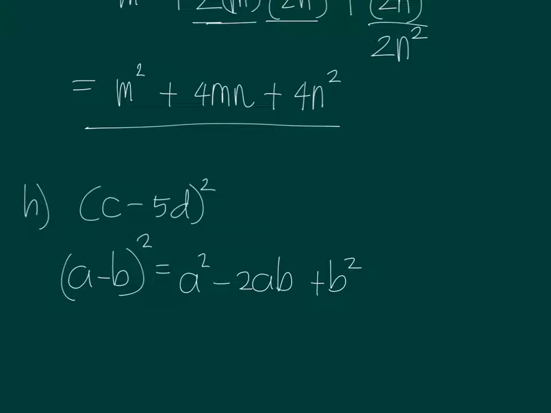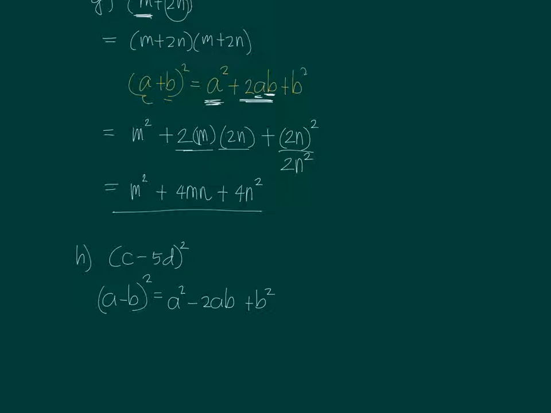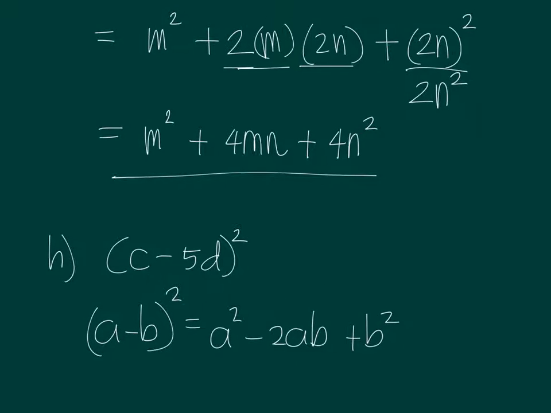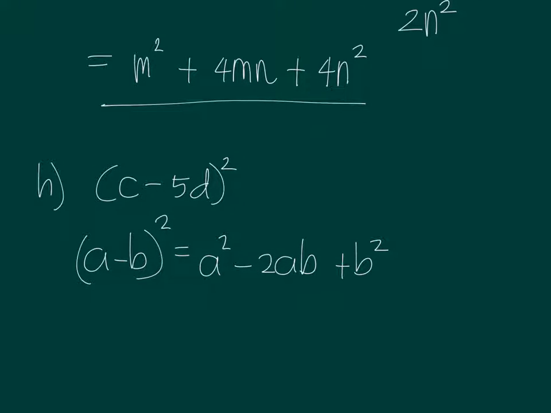So if you take a look at the two formulas, they only differ in the middle term. Since you are squaring a binomial difference or difference of two terms, then the middle term should be a minus sign. Okay, so applying this to c minus 5d squared, if you look at your first term, that's c, so it means you square the first, so that's c squared, and then minus, so that's minus 2.